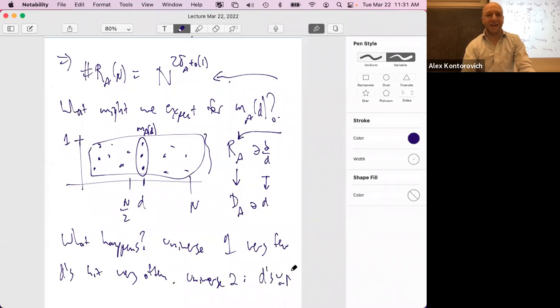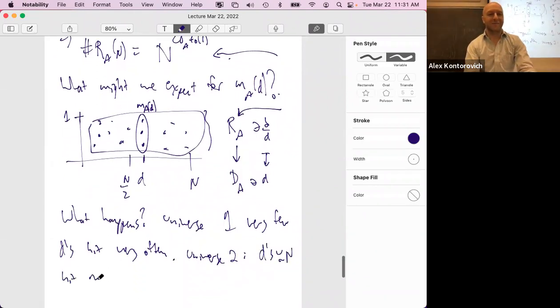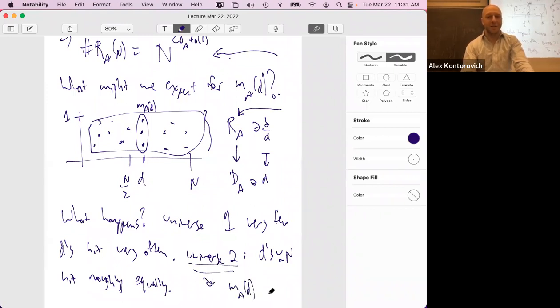D's of size n are hit roughly equally, there's no conspiracy. A different kind of discrepancy, I guess. Well, which would you bet money on? No conspiracy, right? So if we're in universe two, this would tell us that a typical multiplicity, for D of size n, should be the total number of points, which is n to the 2 delta, divided by how many points there are in an interval.